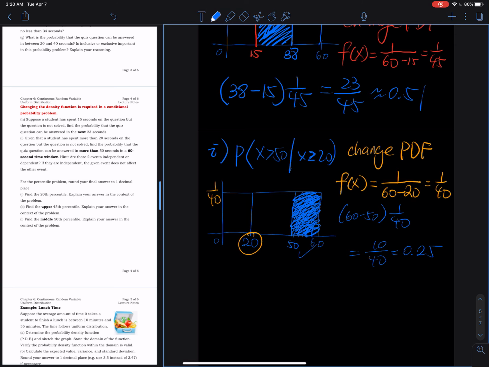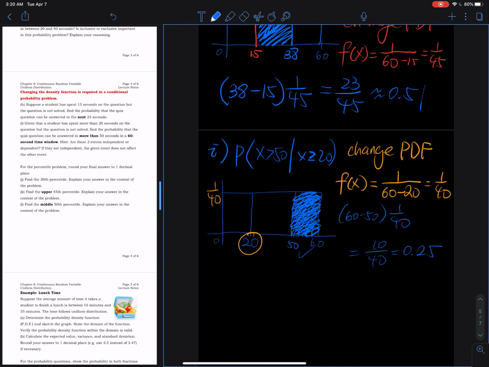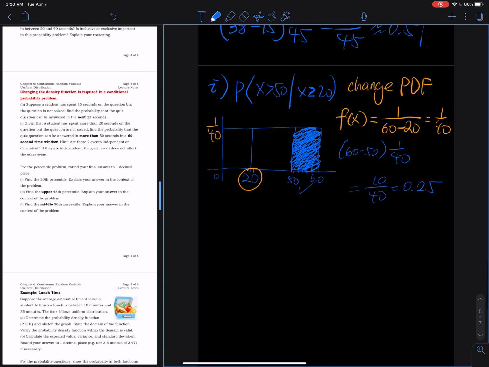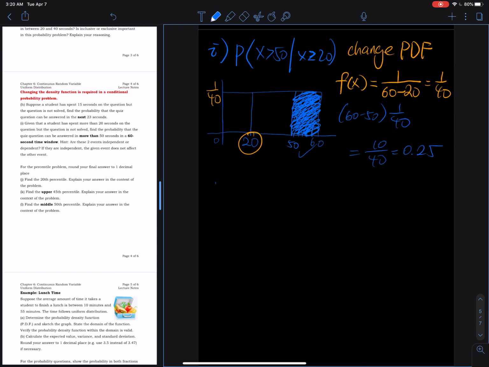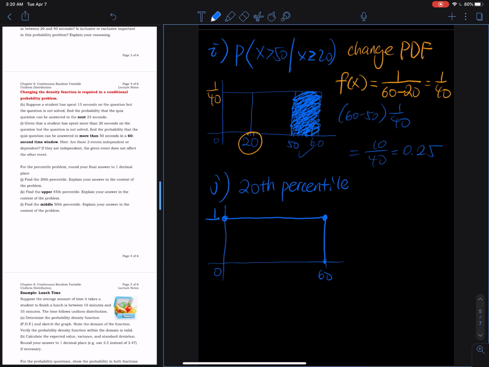All right, we have three problems left. In part J, find the 20th percentile. What does that mean? Let's draw the graph first, from 0 to 60. We have 1 over 60.